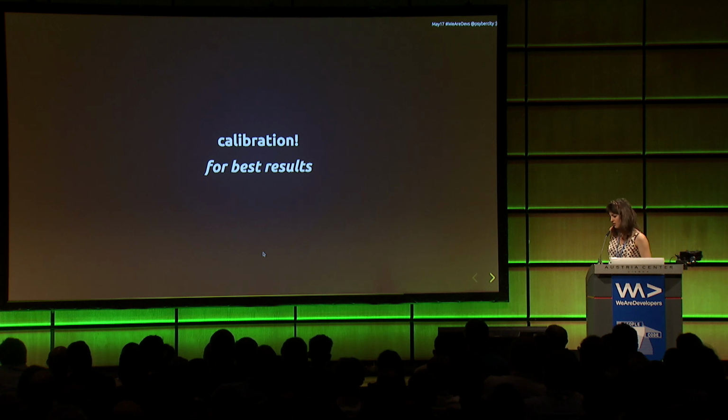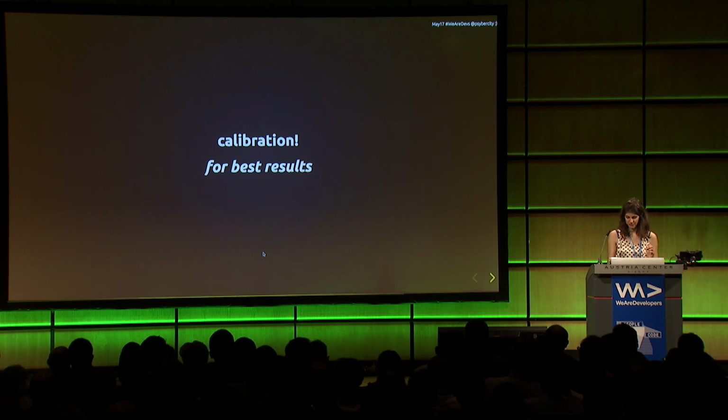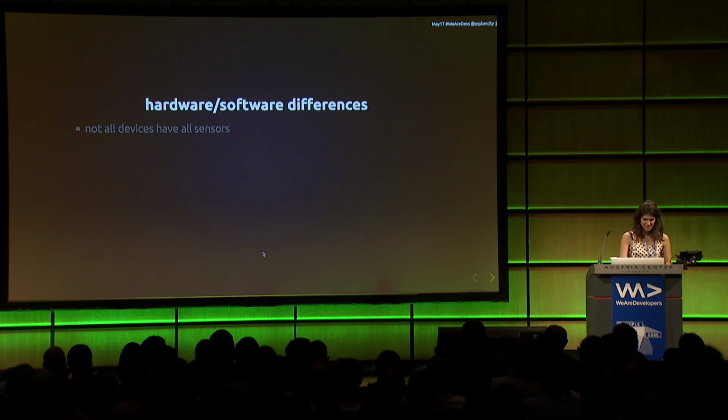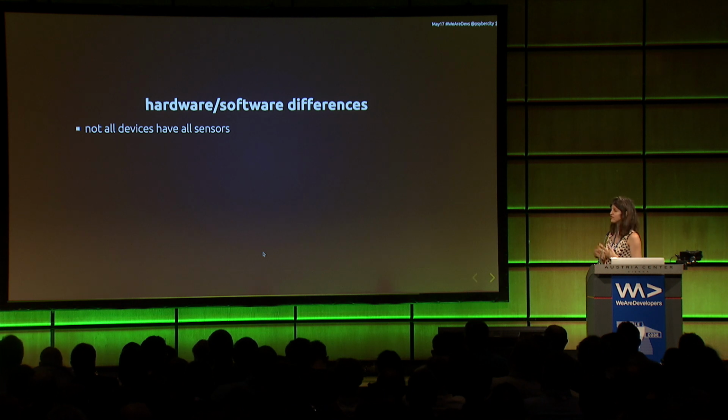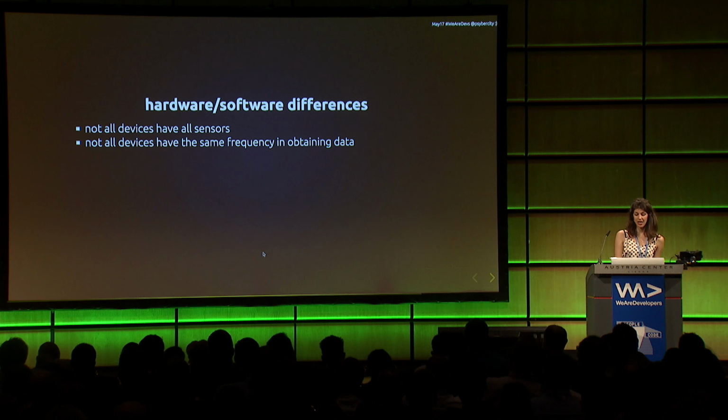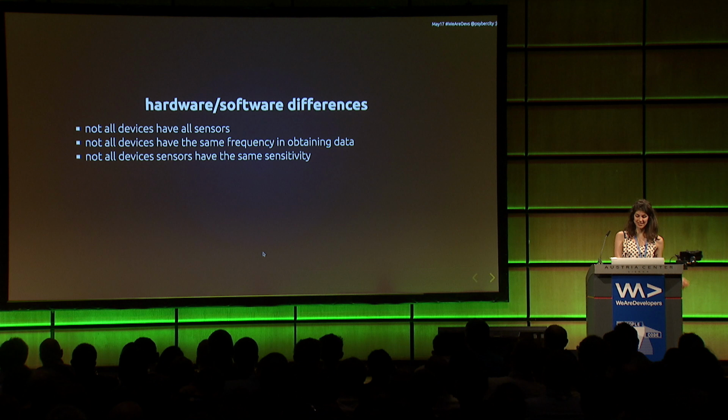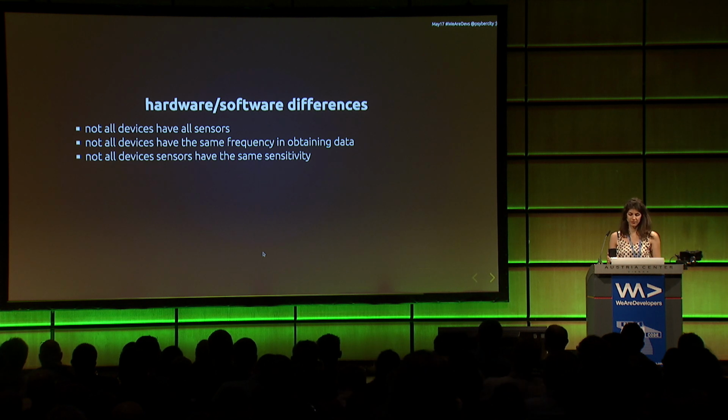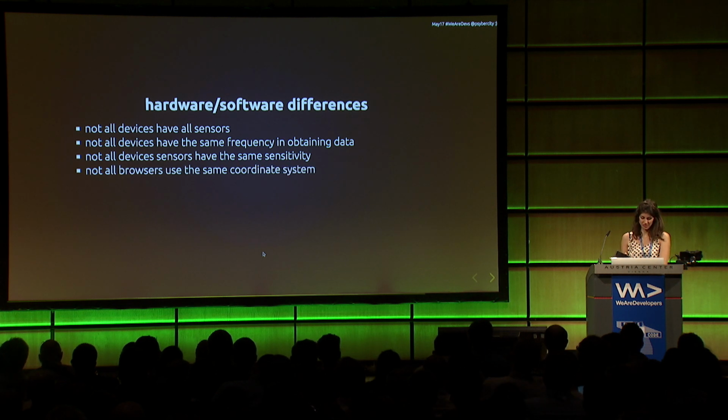So as you're going to see, you have a lot of issues with calibration. And the reason for that, let me open my browser to show you, is because not all devices have all sensors. Also, not all devices have the same frequency in obtaining data. Not all device sensors have the same sensitivity. My phone can be very sensitive, whereas an older phone or a different phone may not have so much sensitivity.